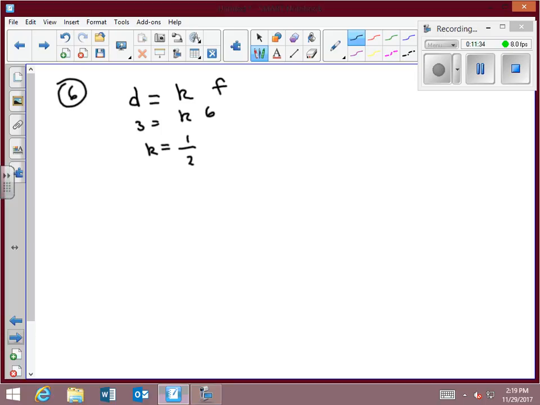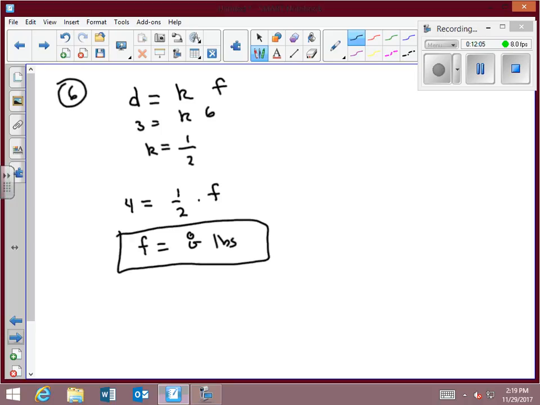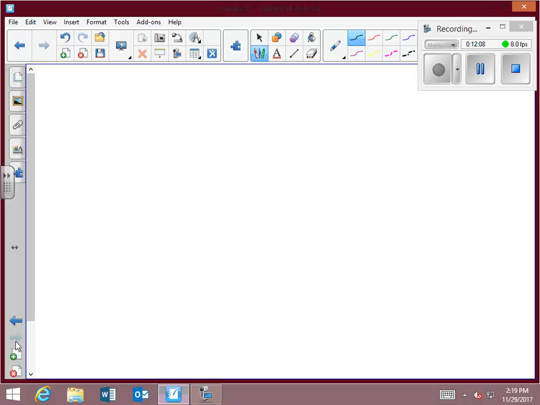It says what force is required to stretch the spring 4 inches. So now we can solve it. 4-inch stretch, constant of variation is 1/2. What force is it going to take? So the force is going to be what? 8. Multiply both sides by 2 is 8 pounds.